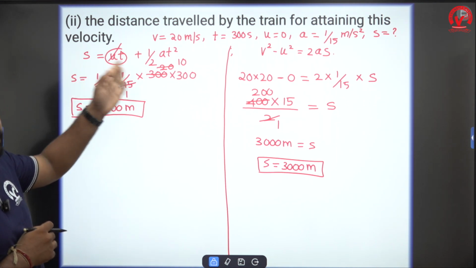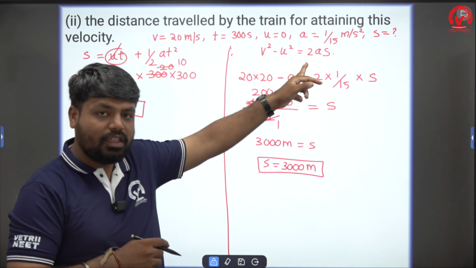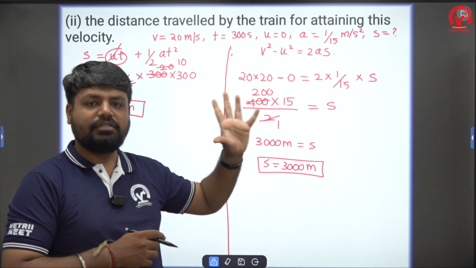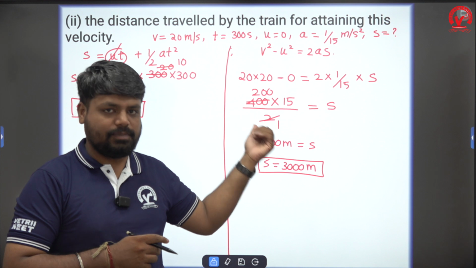So we can use either one of the formulas. We used the formula with the time here, and we used the formula without the time here. So kindly make use of it. You can use any formula to derive the displacement.